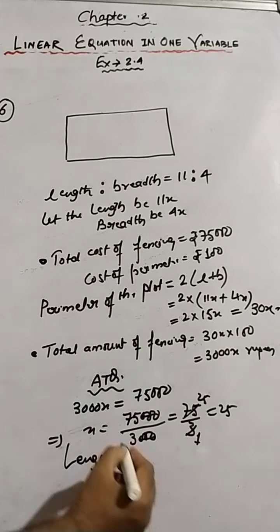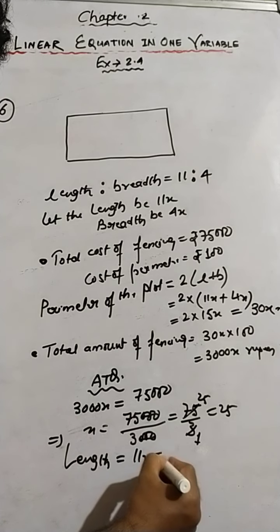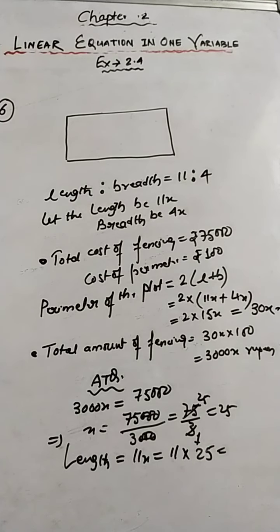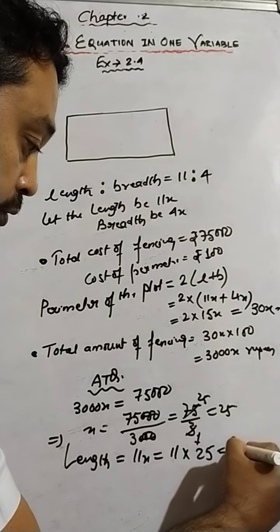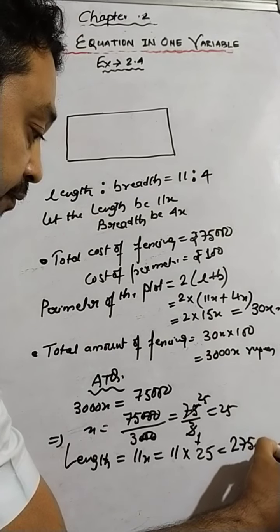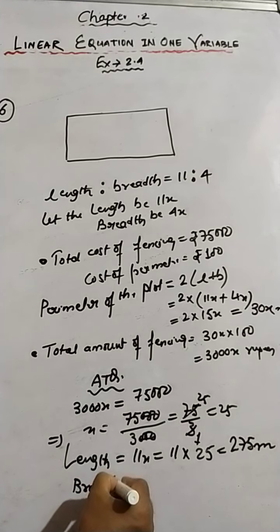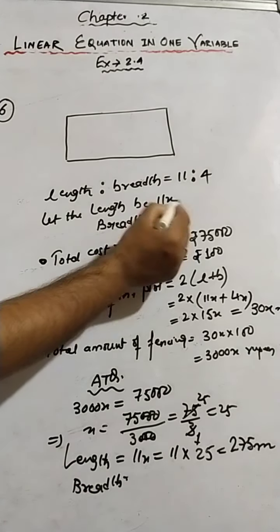11x. So 11x means 11 into 25. So 11 into 25 will give you 275 meter. And what would be the breadth? So breadth would be what? It would be 4x.